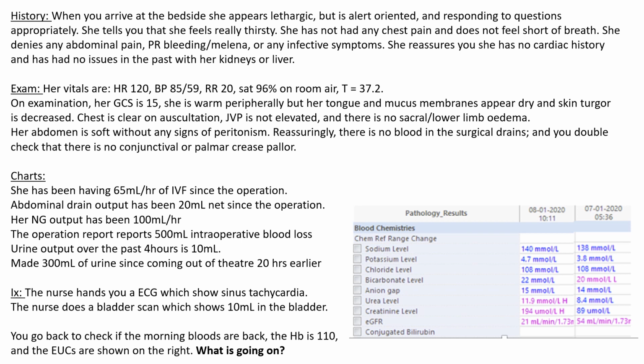You go to the computer and check the morning bloods to see what's been going on today. You're reassured by the fact that the hemoglobin is normal, and the EUCs are shown on the right, which is somewhat concerning. What do you think is going on in this patient?